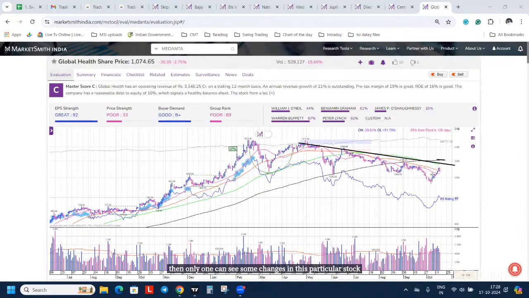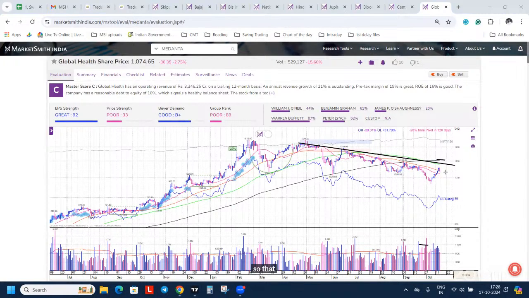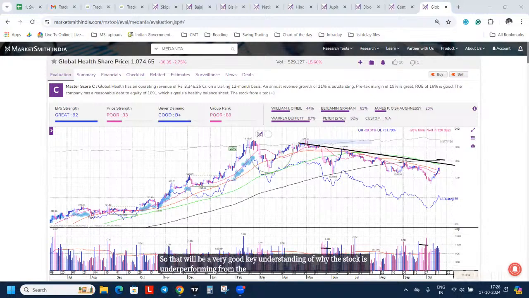Right now it's showing some bounce back from the lower level, but it's better to avoid this particular stock as it's showing more weakness. Selling volume is also coming at the higher level, which is a very good key to understanding why the stock is underperforming over the last 5-6 months.